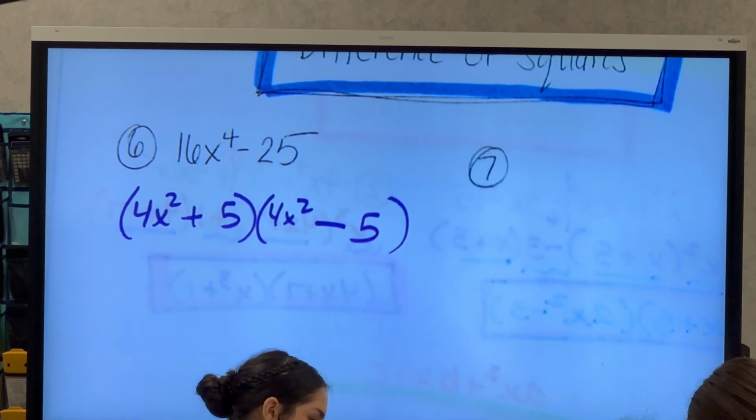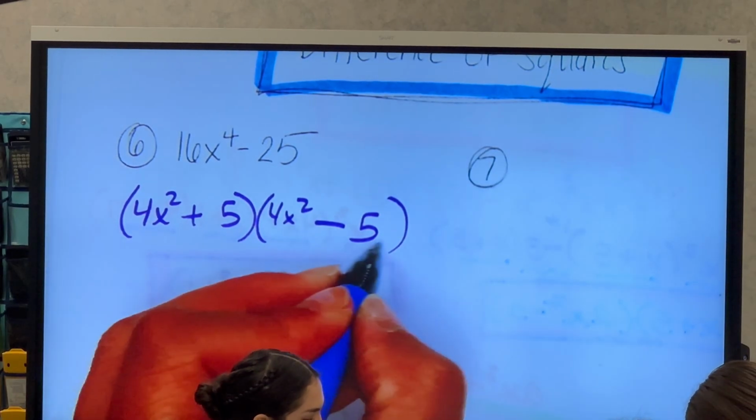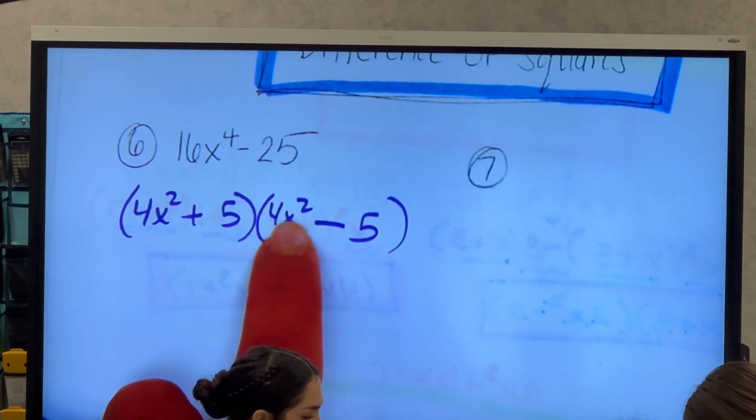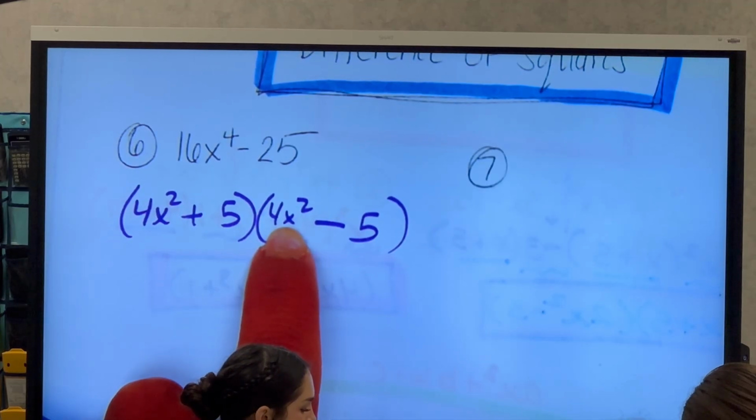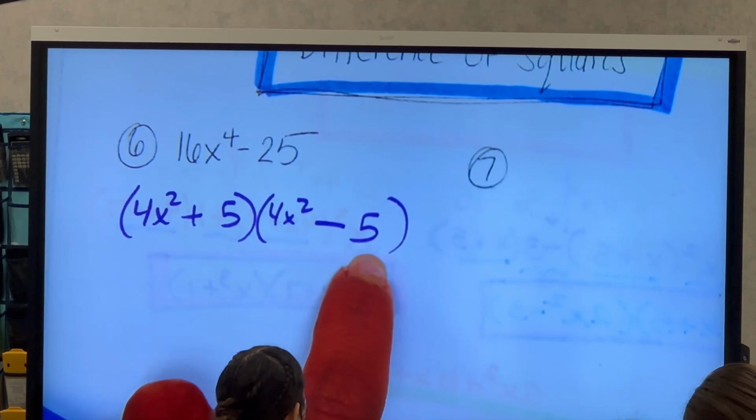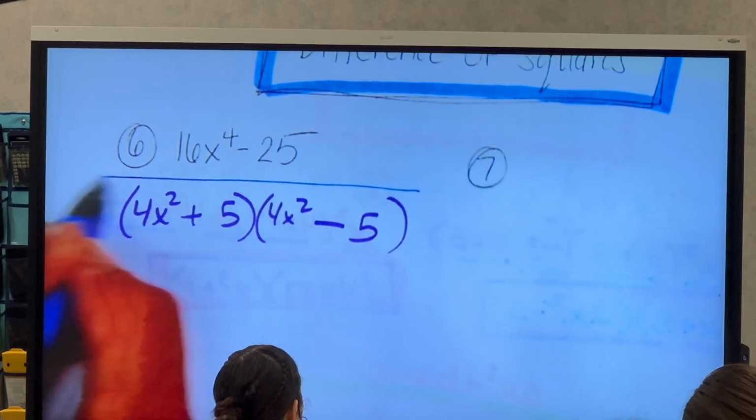And then the only other thing we got to check is if the 4x squared minus 5 is factorable or not. Because 4x squared, that is a perfect square. But is 5 a perfect square? No. So then we are done.